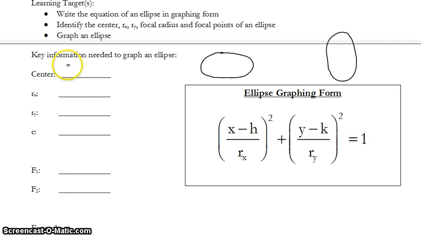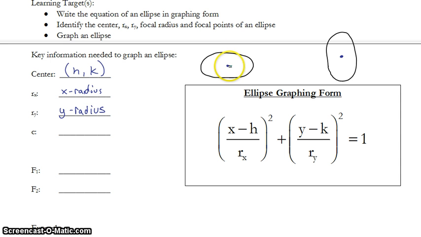The center is going to be just like a circle. It's going to be located at (h, k). The center of an ellipse is very similar to the center of the circle as far as geographically where it's located. It's right in the middle. But these are two new terms, and they are Rx and Ry. R does stand for radius, but we have two different radii when it comes to an ellipse. In a circle, there's just one radius because it's the same distance all the way around. In this case, we have an x radius and we have a y radius.